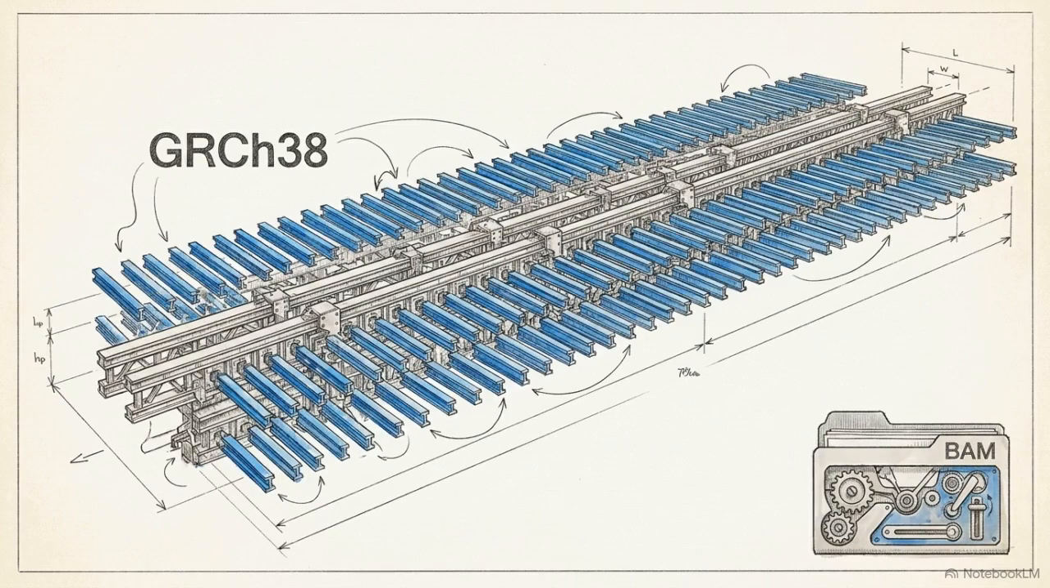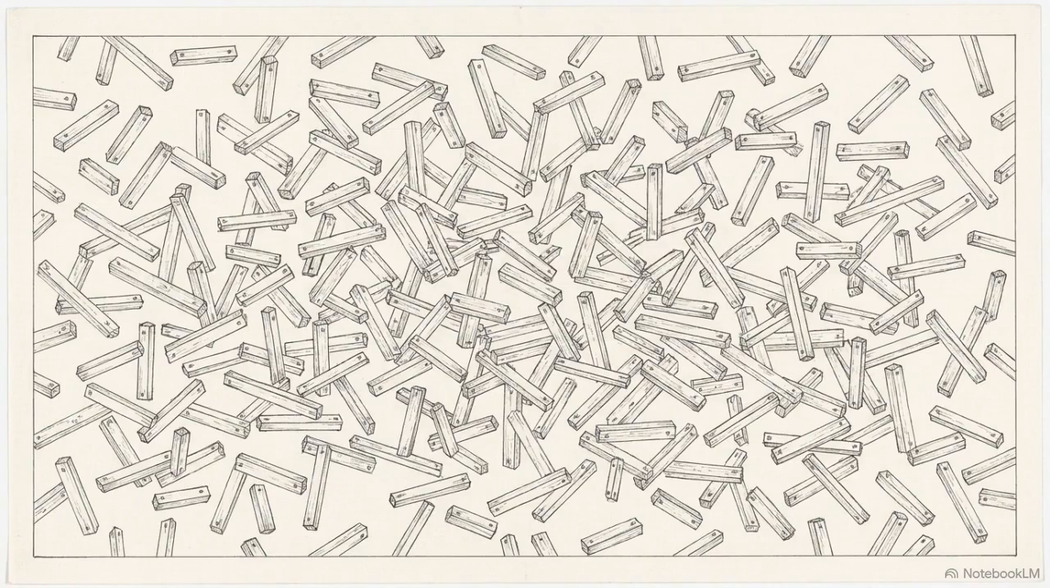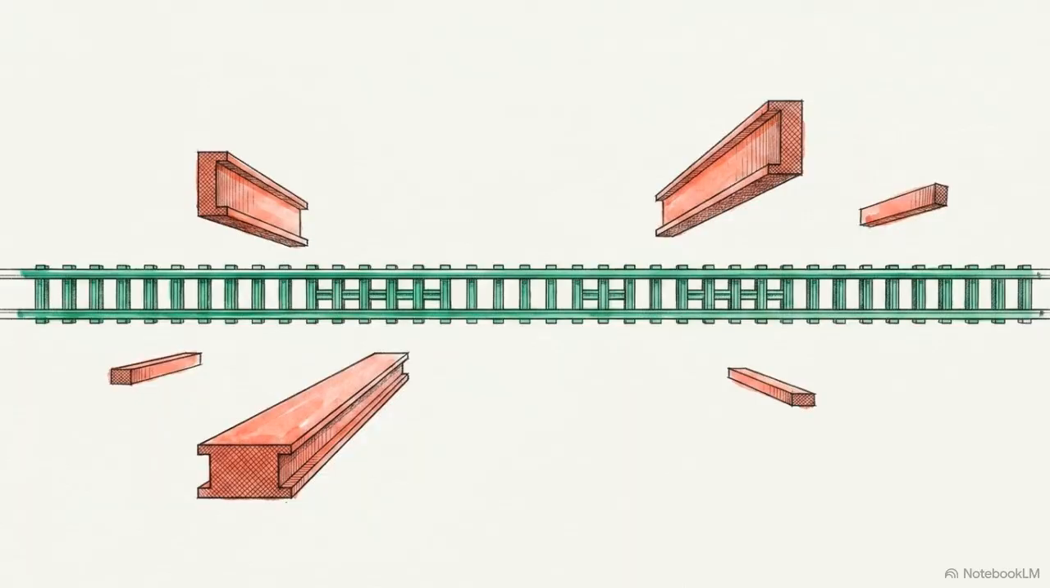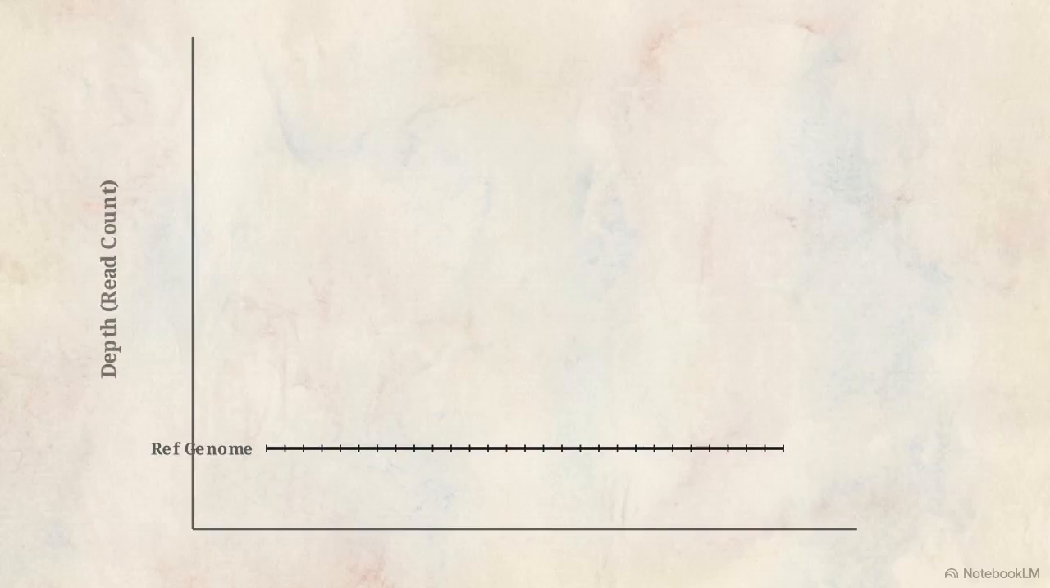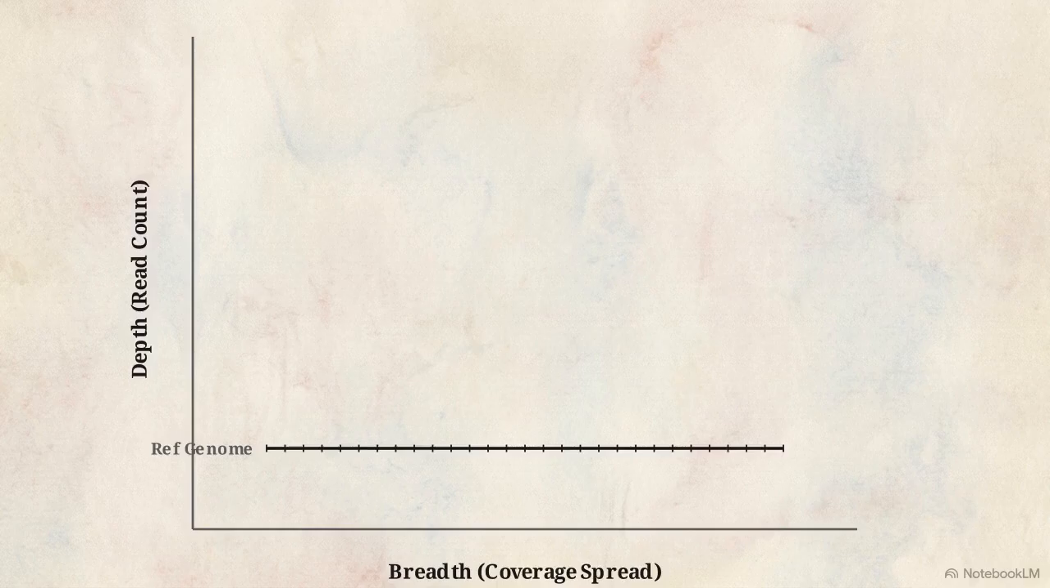Next, the cleaned FASTQ reads enter the alignment phase. Here they are mapped against a reference genome, like GRCh38, generating the BAM file. The first metric to check here is the mapping rate, the percentage of those millions of raw reads that successfully anchor to a valid position on the reference sequence. This animation illustrates how alignment quality is measured along two distinct axes: breadth and depth.